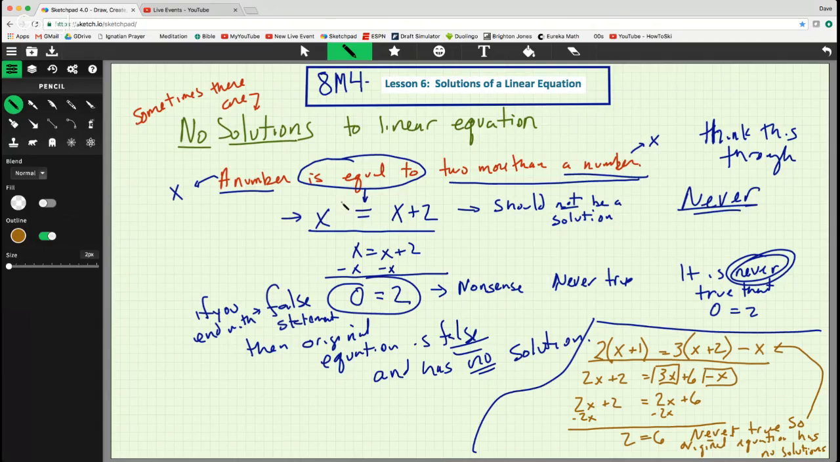So let's summarize. In this case, I can look at the math sentence, the equation, and I can kind of see that it's never going to work. It's never true that a number is equal to 2 more than itself. But sometimes I look at an equation like this one, and I have to solve it or try to solve it before I can see that it has no solutions. So I'll just leave you with that. We're going to come back to that in future lessons, but just remember that sometimes linear equations have no solutions.